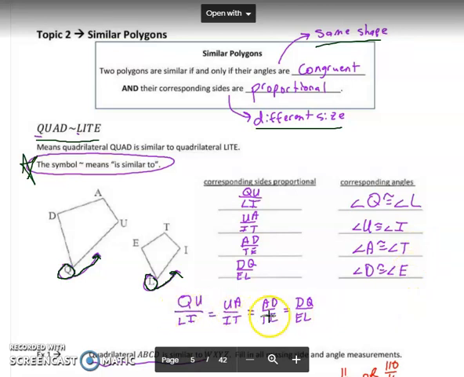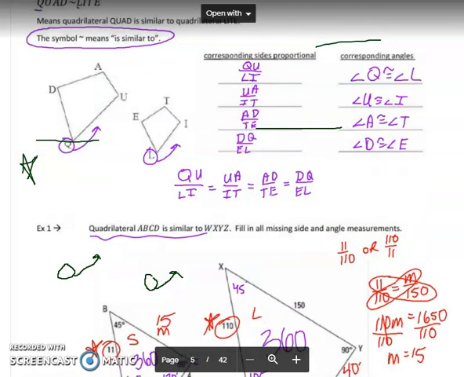All these ratios of the corresponding sides: there's QU once again and LI, UA with IT, AD corresponds with TE, and DQ with EL, or QD with LE. And remember, you could do that up here. There's QU, the first two letters, and there's LI, the first two letters. UA, second and third. IT, second and third. AD, third and fourth. DE, third and fourth, etc. That's how we interpret that similarity.